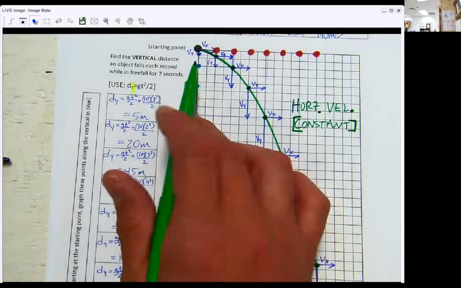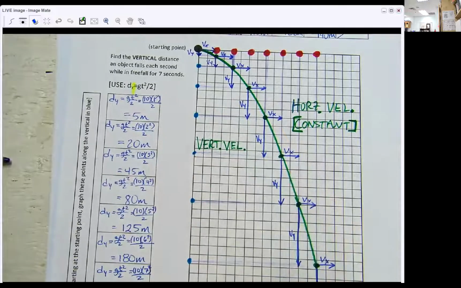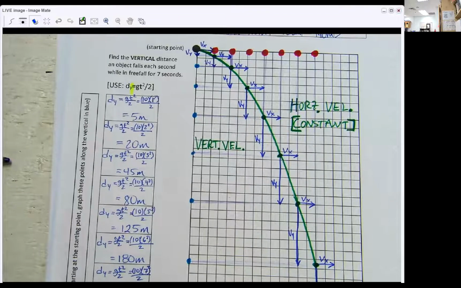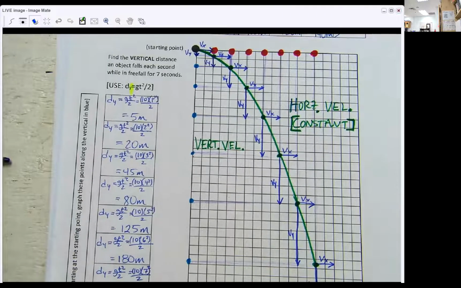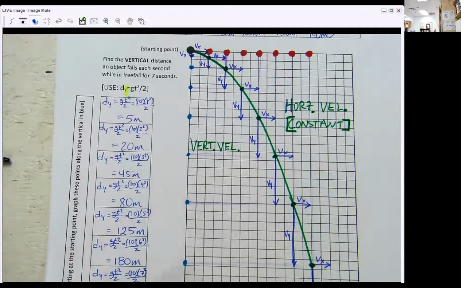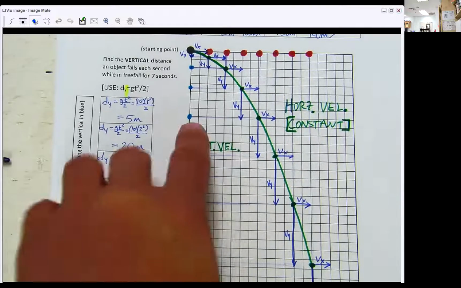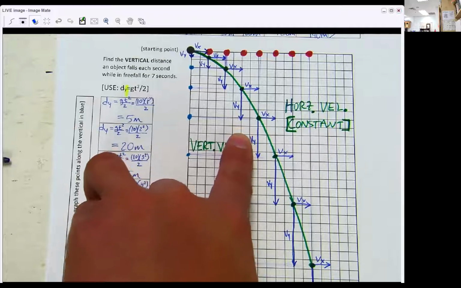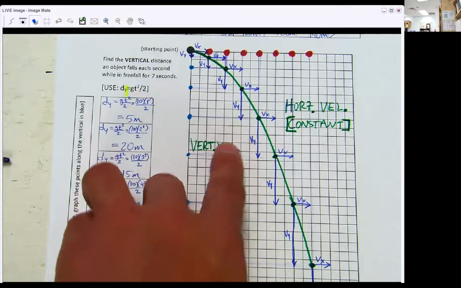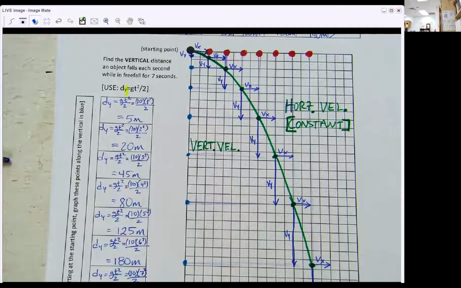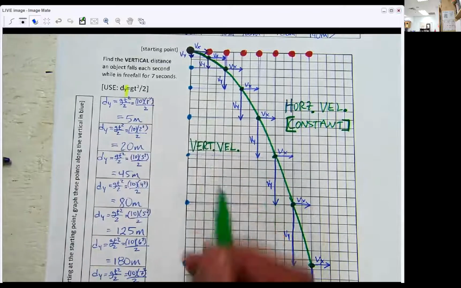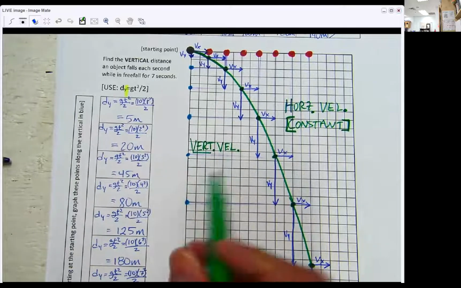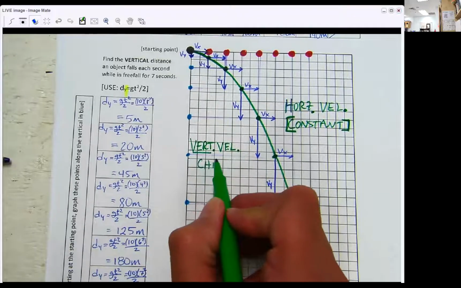Why does the object speed up? What's causing it to speed up as it falls? Gravity. Gravity is causing this to speed up. It causes it to accelerate. There's an acceleration due to gravity. So it's changing. What's changing? The vertical velocity changes.